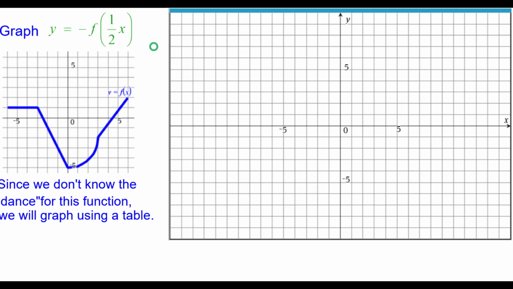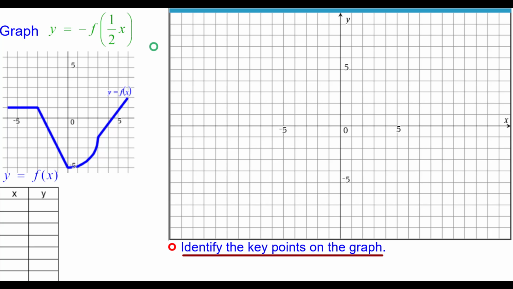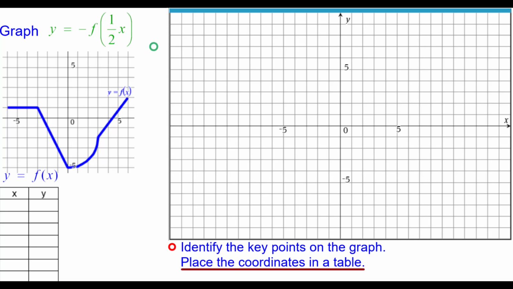Since we don't know the dance for this function, we will graph using a table. We need to identify the key points on the graph and then place the coordinates of those points into a table. So the first key point is right here and has the coordinates -6, 1. The next key point is -3, 1. The third one is a y-intercept, 0, -5. Next, 3, -2. And the last point, 6, 2.